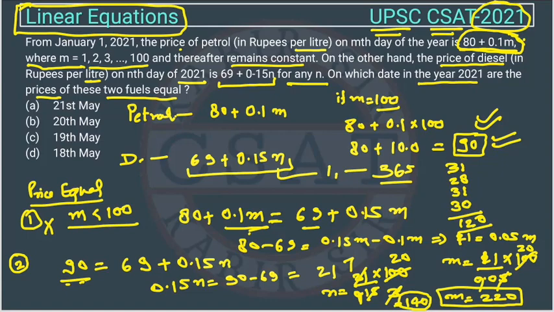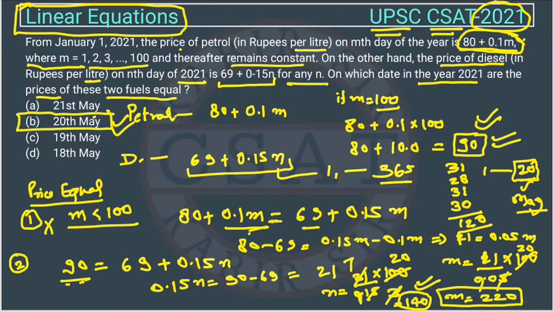So from May we want 20 more days, because we have to find the day on 140. We already reached 120, so 20 days are remaining. 20 days means from 1st May to 20th May. So on 20th May the price of both commodities will be equal. So the answer will be option B.